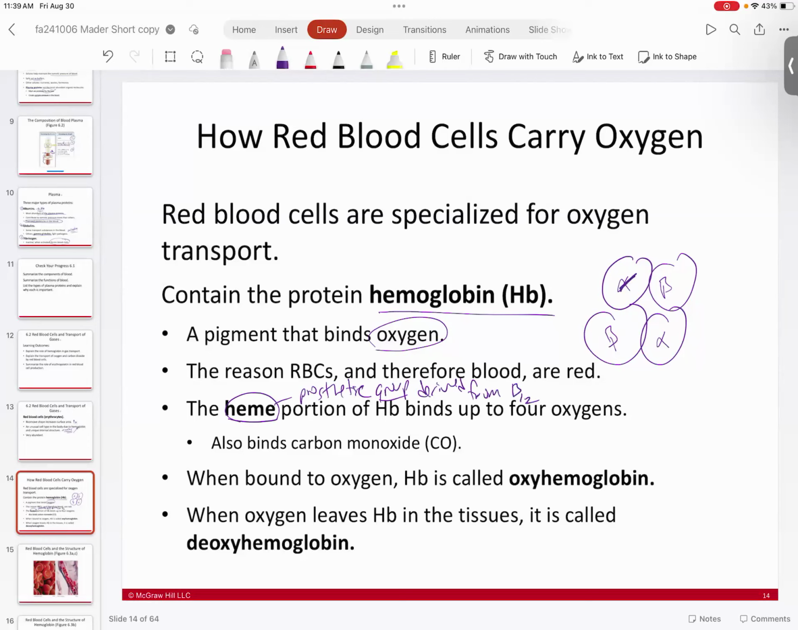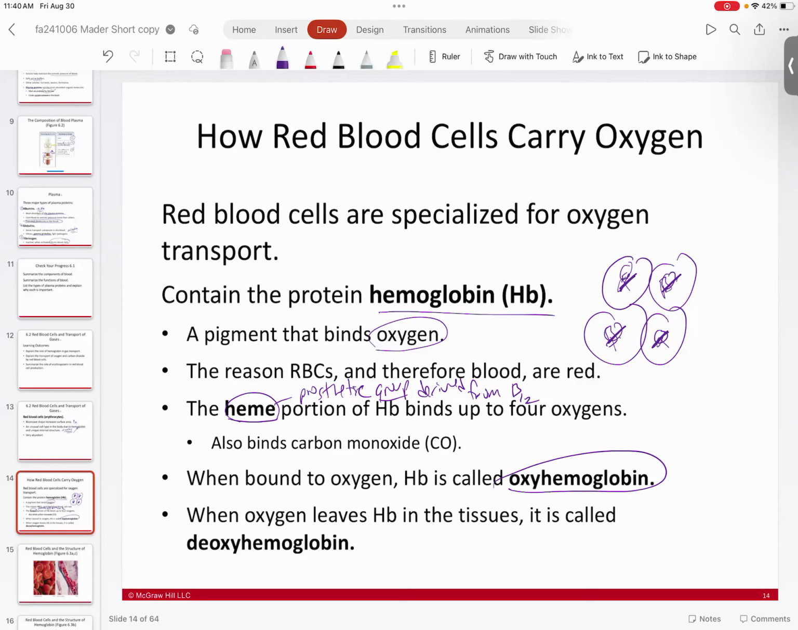And it basically forms like this little piece inside each of these globulins. And in the middle of the heme group is complexed an iron atom. And this iron is what binds to the oxygen. So it allows you to bind to your oxygen. And when it's bound to oxygen, it's called oxyhemoglobin.